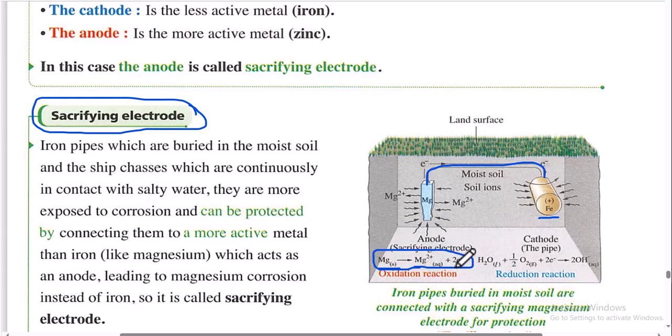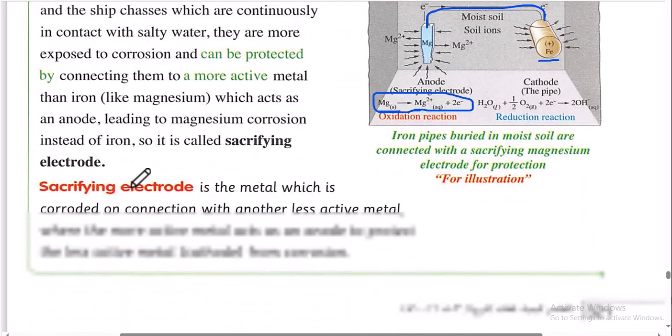and it leaves 2 electrons. These 2 electrons reduce 1 molecule of water and 1 atom of oxygen gas to form 2 hydroxide. Then the magnesium ion combines with hydroxide ion to form magnesium hydroxide. So it is oxidized instead of iron. It is corroded instead of iron. So it is called a sacrificing electrode.